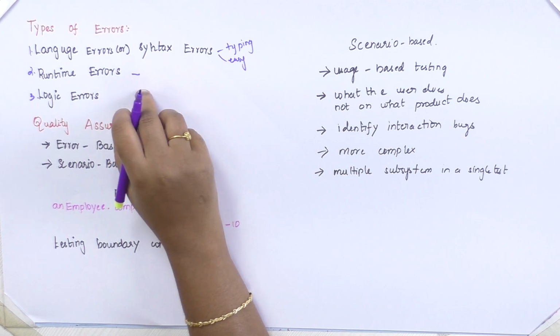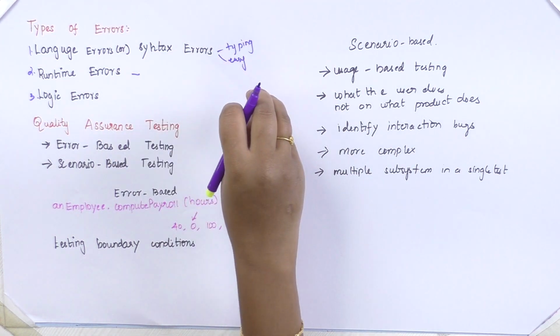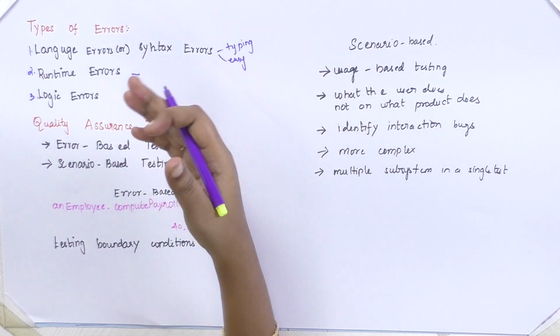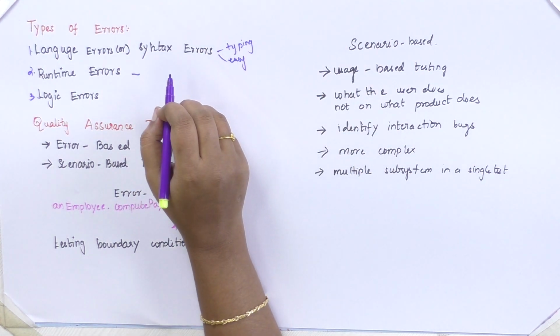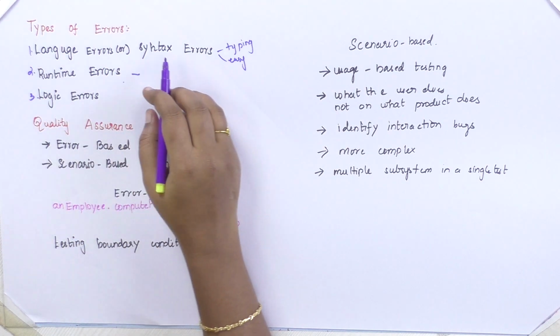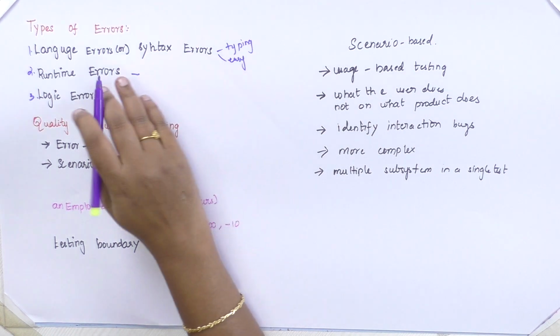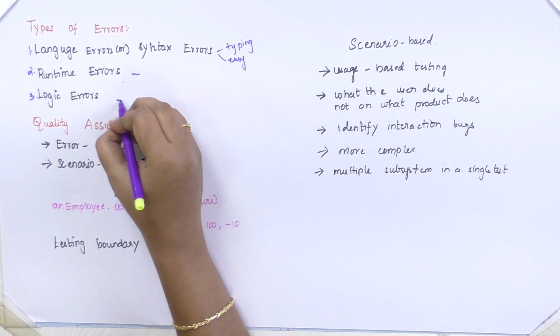The next error is runtime error. Runtime errors are detected when the program is running. That is, when a statement attempts to do an operation but it is impossible to carry it out. For example, if the program tries to access an object which does not exist, this may lead to a runtime error.